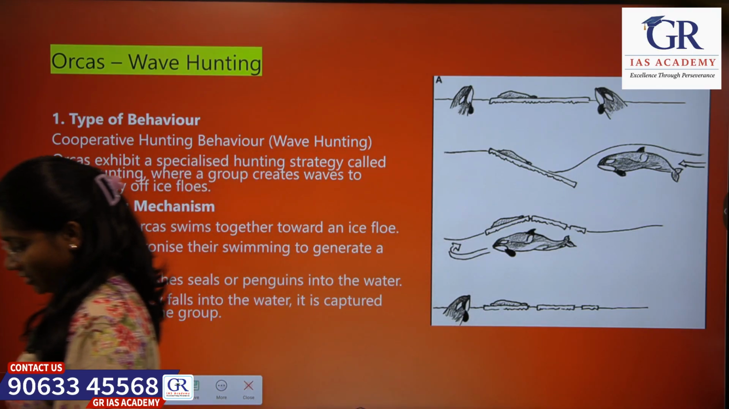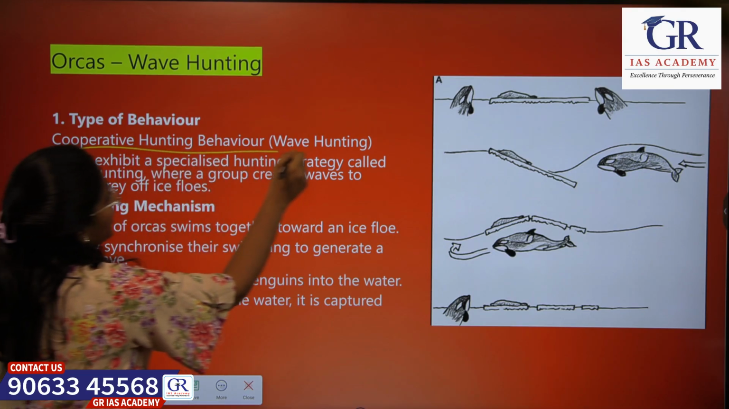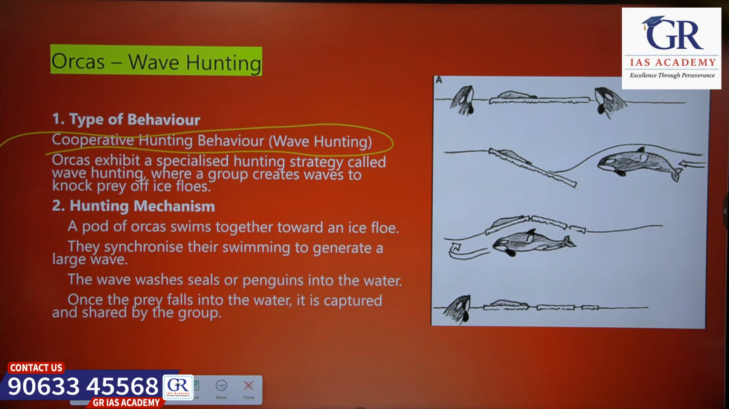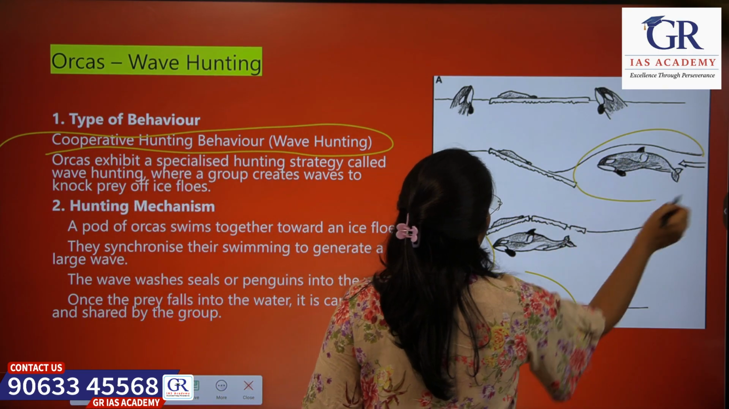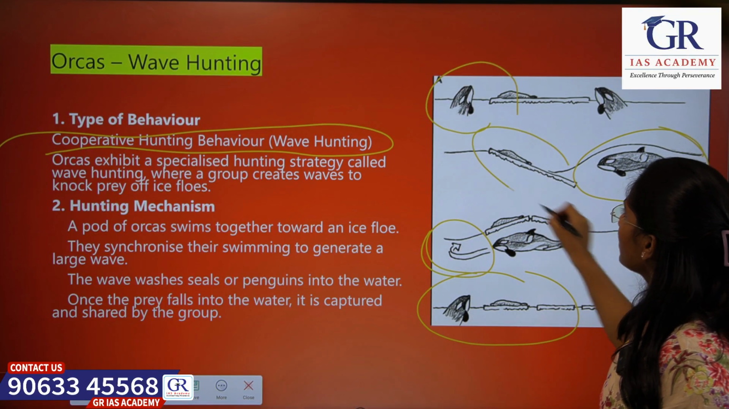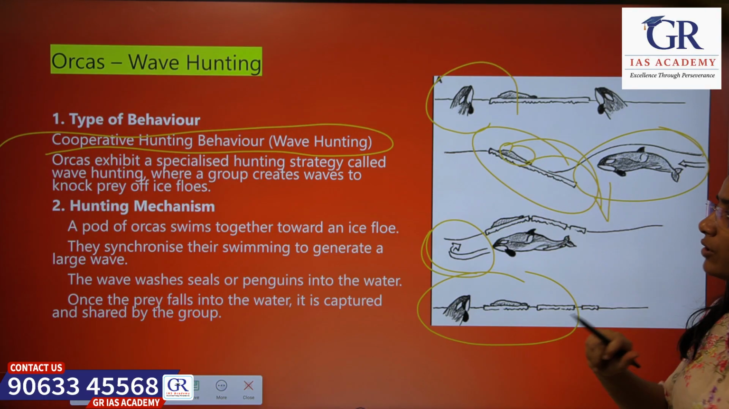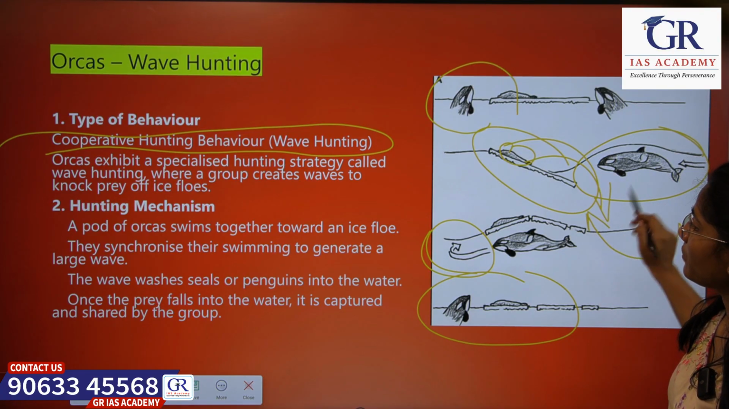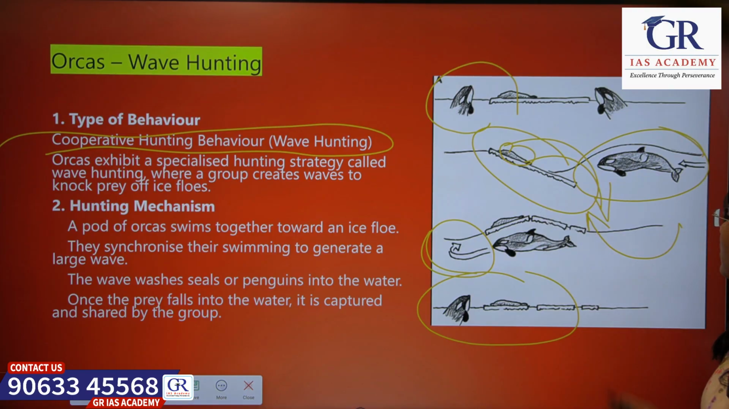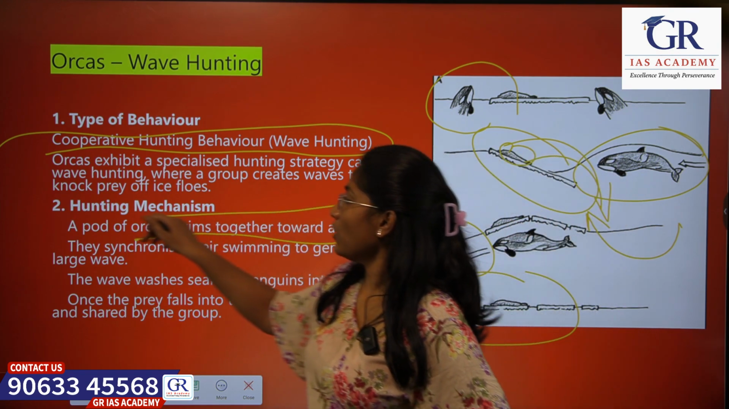So next comes our orcas. Orcas also exhibit cooperative hunting behavior by using a technique called wave hunting. Here, if you see, orcas create a wave and knock ice floes. When they knock the ice floes, the prey falls into the ocean. Once the prey falls into the ocean, they eat that captured prey. Okay. So this is how they hunt.